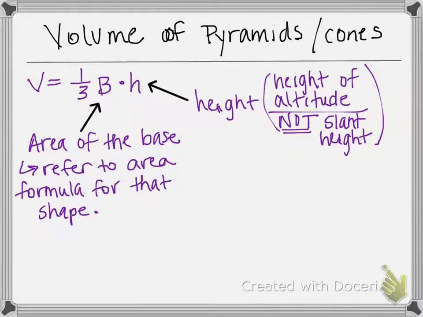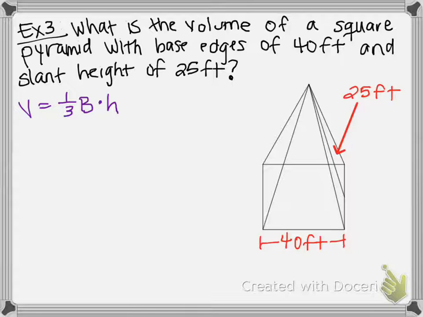Let's practice. For our third example, it asks, what's the volume of a square pyramid with base edges of 40 feet and a slant height of 25 feet? So again, I know I'm going to have to start with my volume. Right away, I notice that they gave me a slant height and not a regular height. So I'm going to have to do some work here.